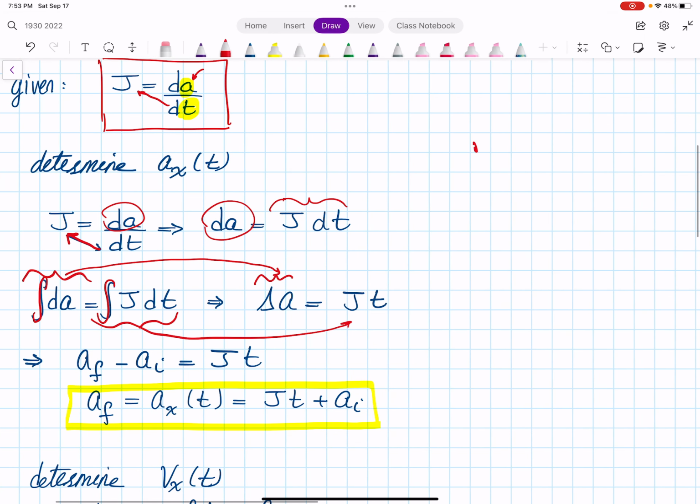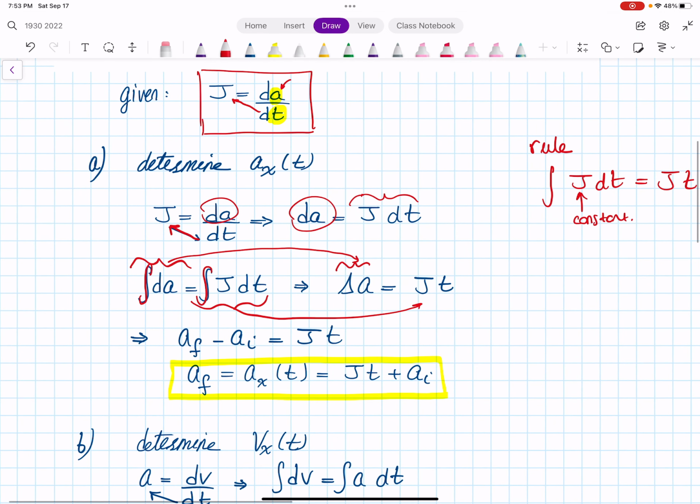we have a rule. The rule says when you integrate a constant with respect to any variable, j is a constant, the answer to this integral will be j times t. Which is why I put down here j times t. The j times t is going to move down in the next step. In the meantime, the delta is always final minus initial. So you have A final minus A initial.